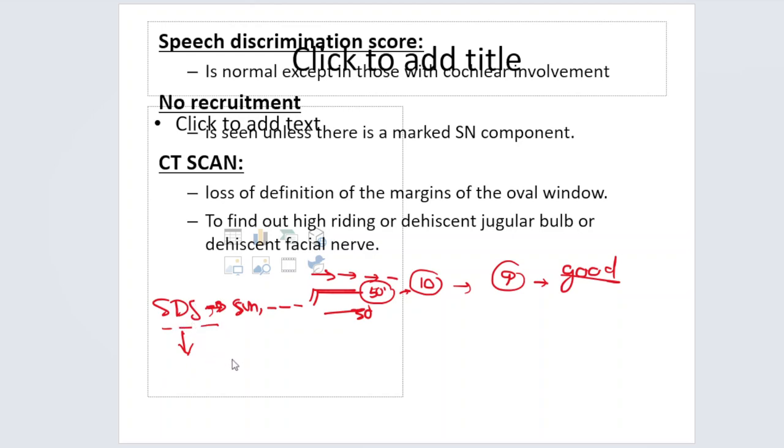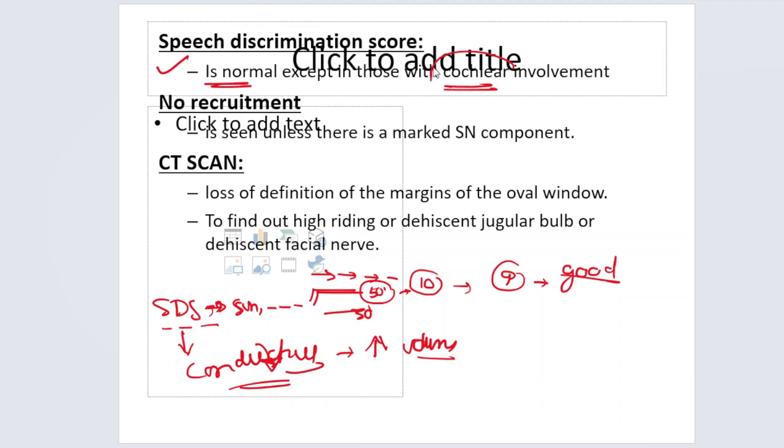In cochlear and in neural hearing loss, the speech discrimination score is reduced. So that is how you can differentiate it. Because this is a conductive hearing loss, the patient can hear whatever you tell him, but you have to raise the amplitude, raise the volume. If you raise the volume, he can repeat almost 90 to 100% of whatever is told to him. So the speech discrimination score is normal, except in those with cochlear involvement. When there is cochlear involvement, the speech discrimination score comes down.